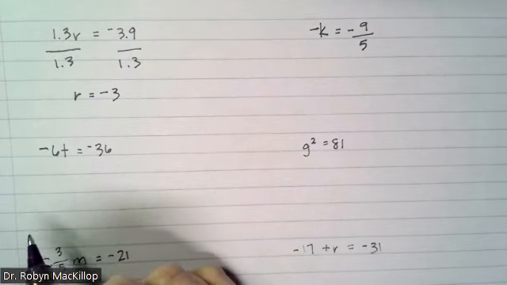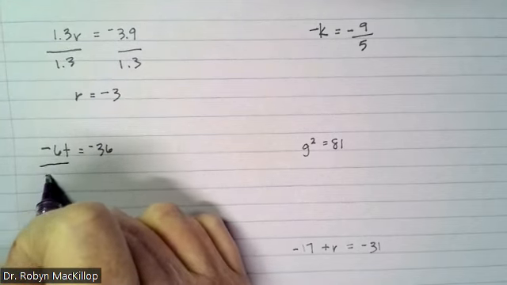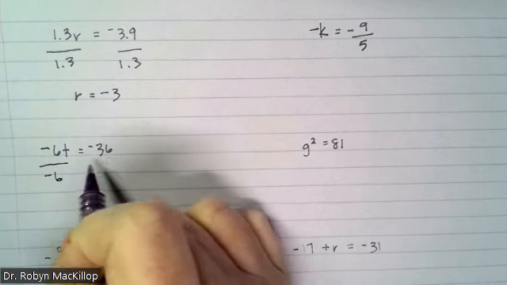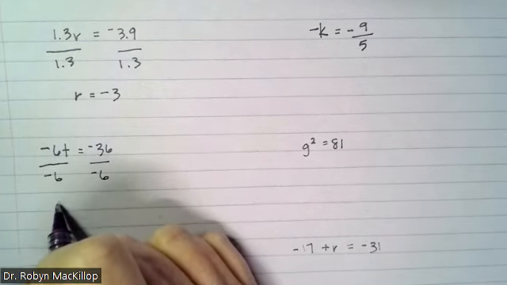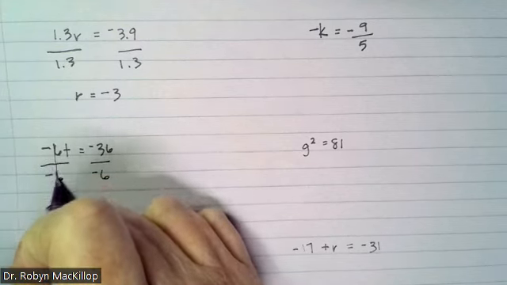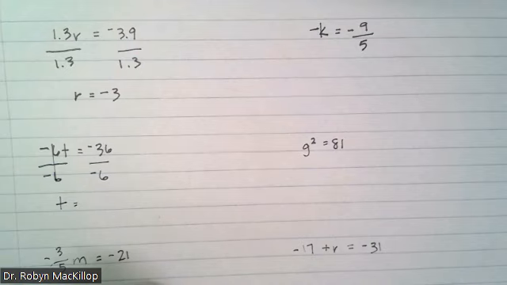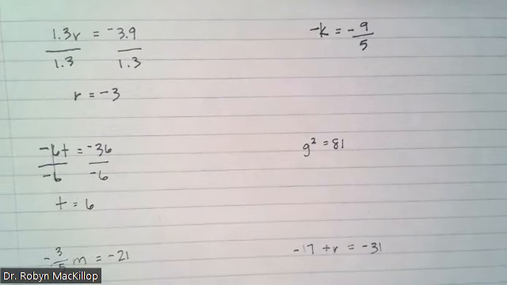Same process. You're going to separate the negative 6 from the t by dividing it out. You're going to do that on both sides. That leaves you with t on this side because these cancel. And then negative 36 divided by negative 6, that's going to be a positive number. It's going to be a positive 6.